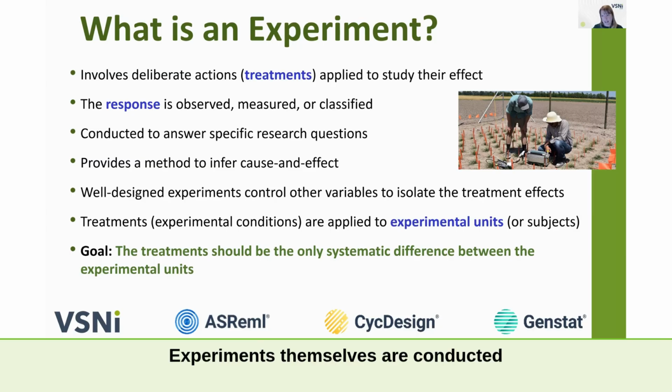Now, experiments themselves are conducted to answer specific research questions. And very importantly, they provide a way to infer cause and effect. In other words, if we do this, then this happens. Now, a well-designed experiment controls all other variables so that we can isolate the effects of the treatments that we're interested in. So really our goal is to make sure that the treatments are the only systematic difference between our experimental units.